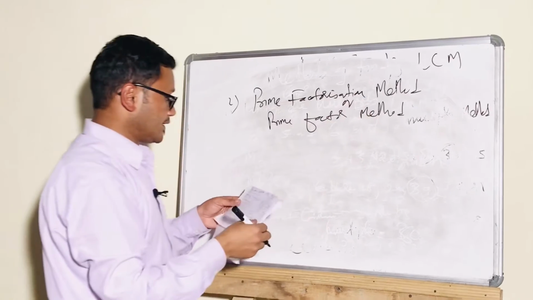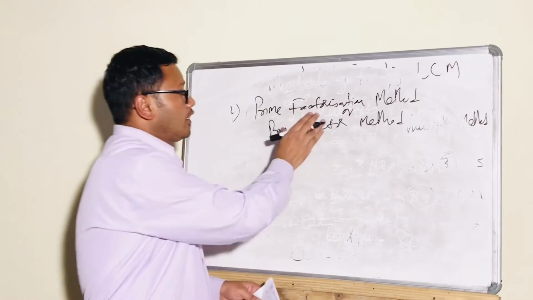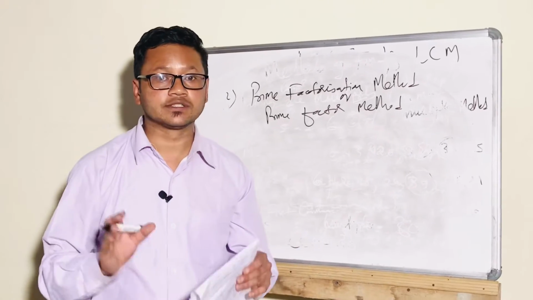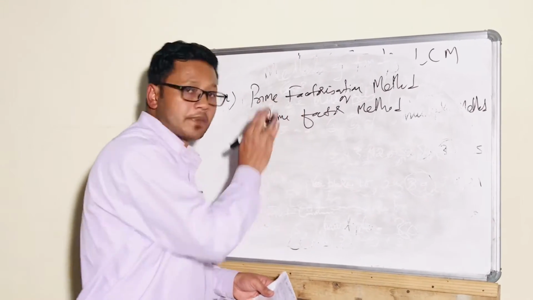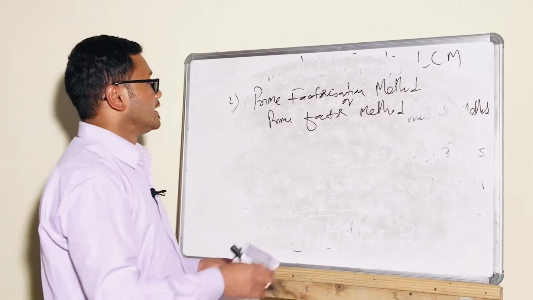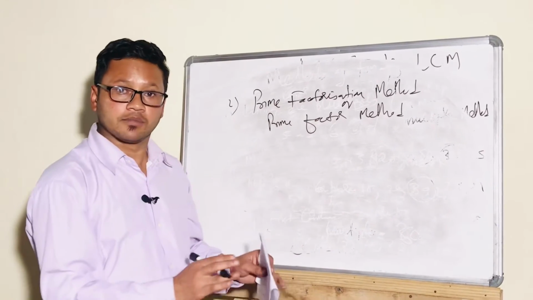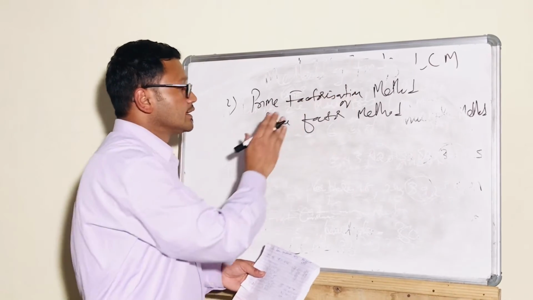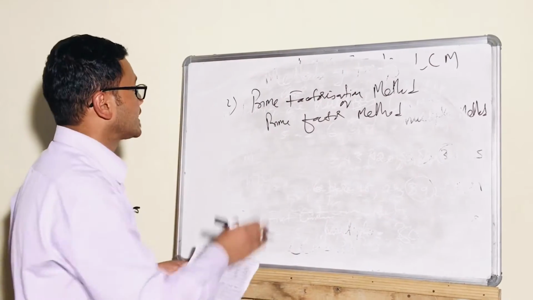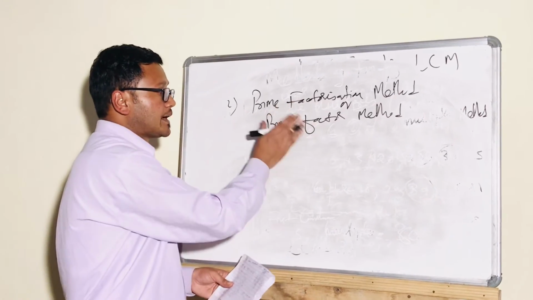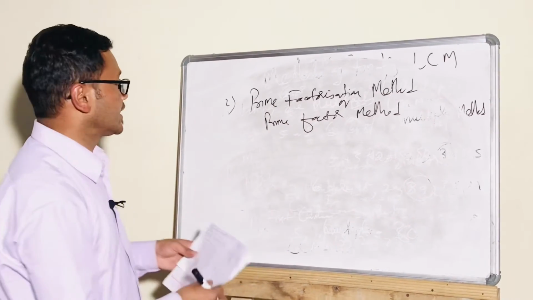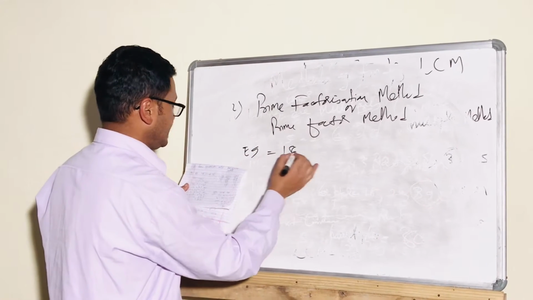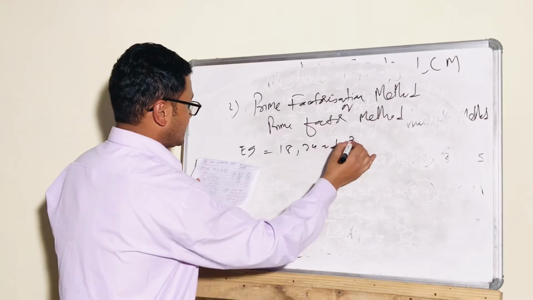Now this is also one of the examples, one of the processes which is very famous among students. They are always using this method to find the LCM. The first one they can also use, but when we open the book, the prime factorization method is given much preference. So we can also use this method to find the LCM. It's very simple. For example, I'll take 18, 24 and 36.